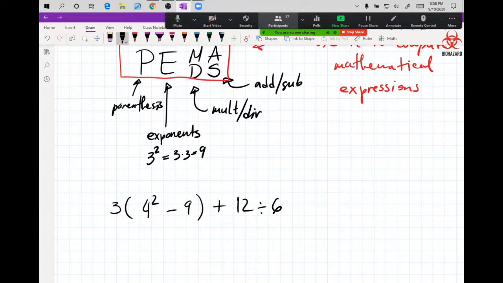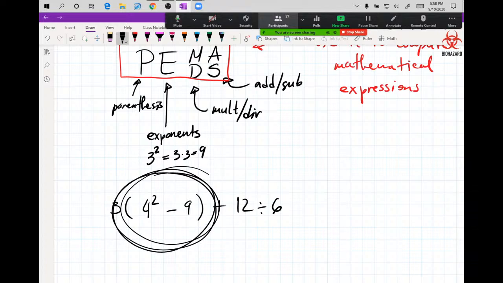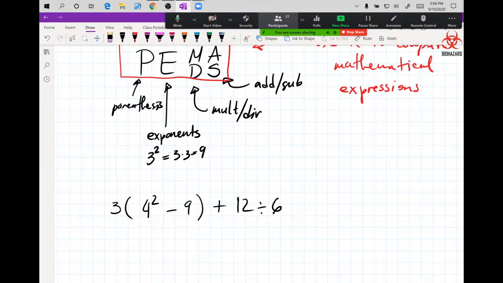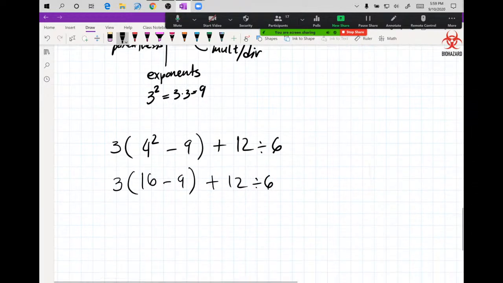So we want to use PEMDAS here to compute these values. So where do we start? Parentheses first. Okay, well, I have parentheses here, but I need to compute the stuff that is inside. And inside I have a subtraction and I have exponents. So the first step would be to calculate 4 squared, which is 4 times 4, which is 16. And then we will deal with the rest.